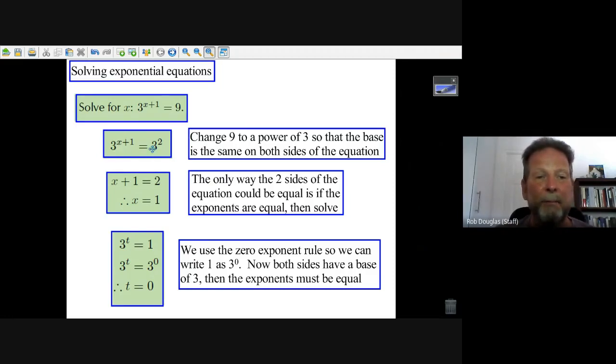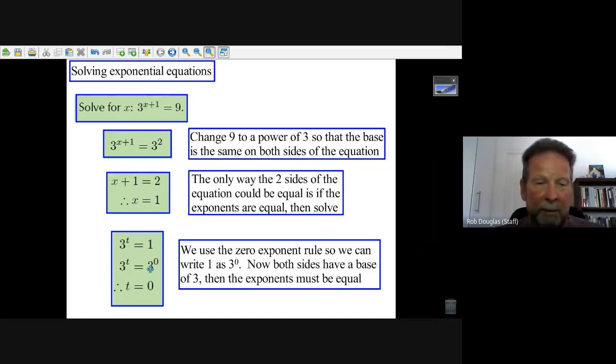Now, once you have the base the same, the only way the two sides could be equal is if their exponents are equal. So you let the exponents, the x plus 1, equal the 2, and then you just solve that equation. Taking away 1 from both sides, you get x must equal 1, and that's it.